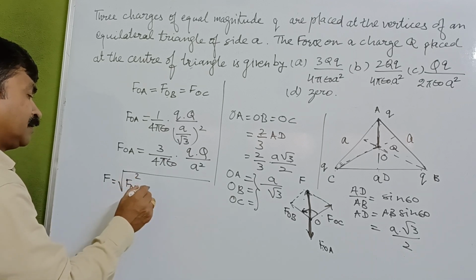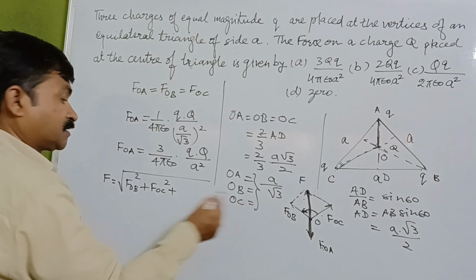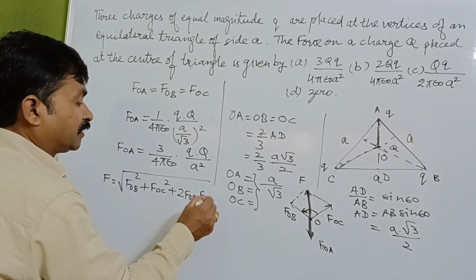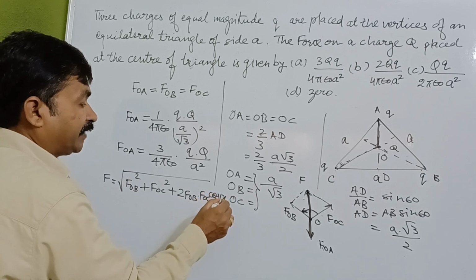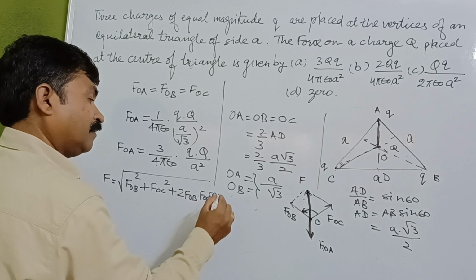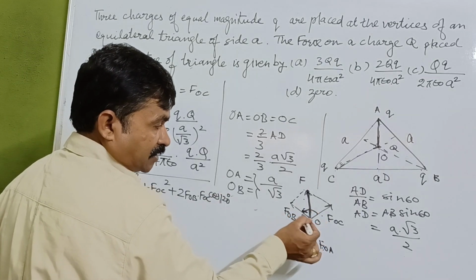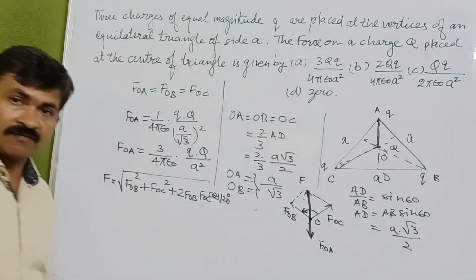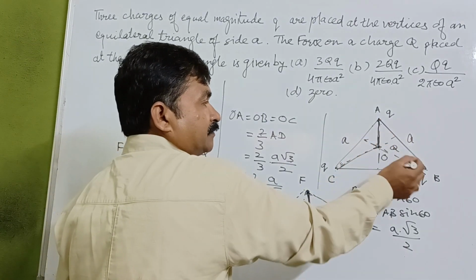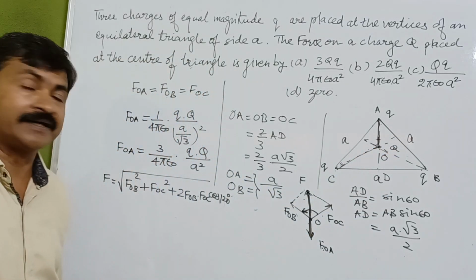FOB square plus FOC square plus 2 times FOB into FOC into cos 120. This angle is 120 degrees, because this angle is 120 degrees, this angle is also 120 degrees, this angle is also 120 degrees, because it is acting at the center. This angle is 120, this angle is 120, and this angle is 120 degrees.